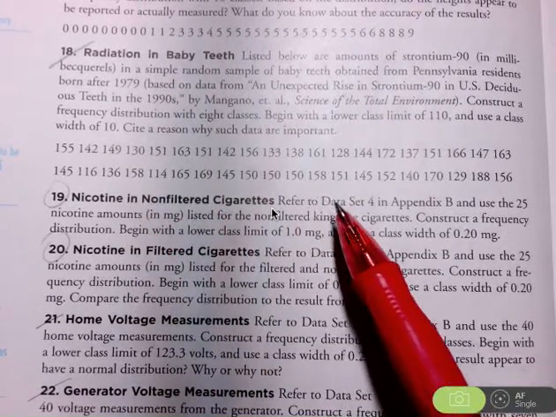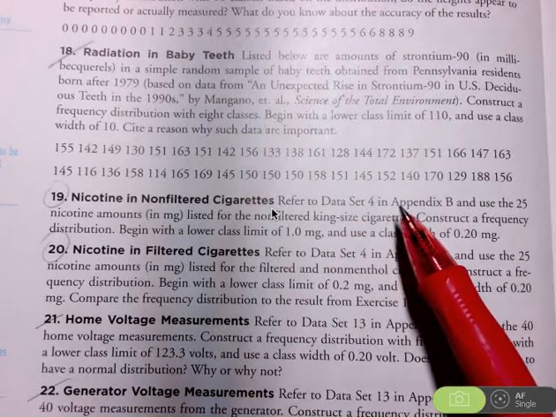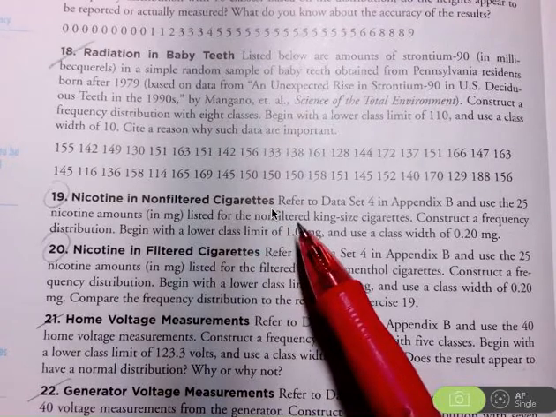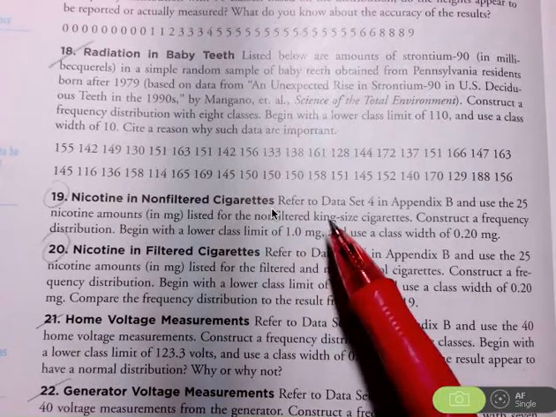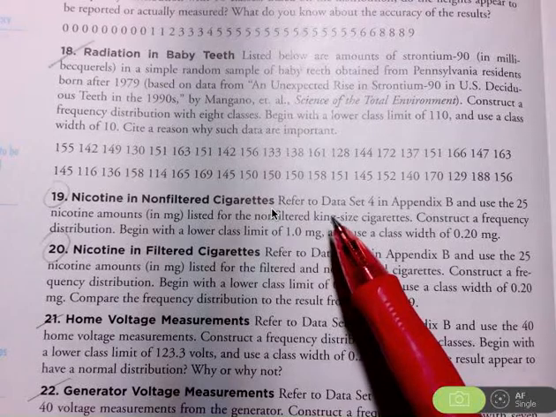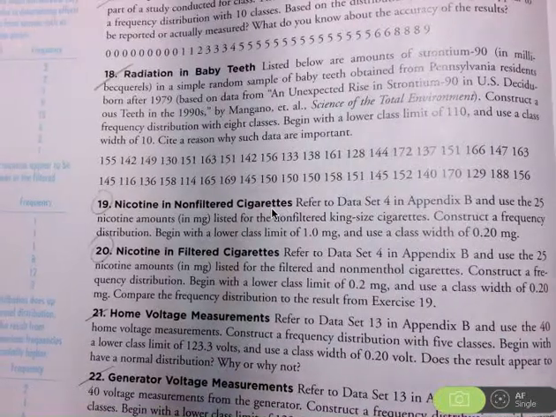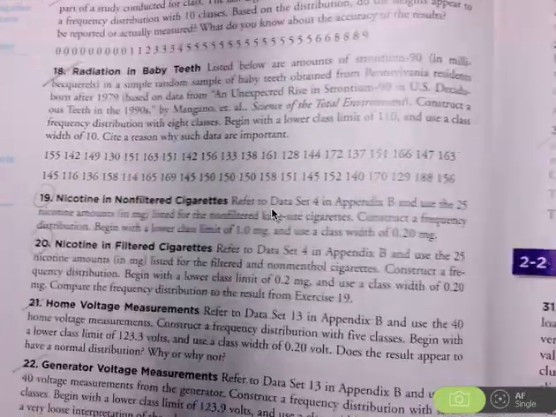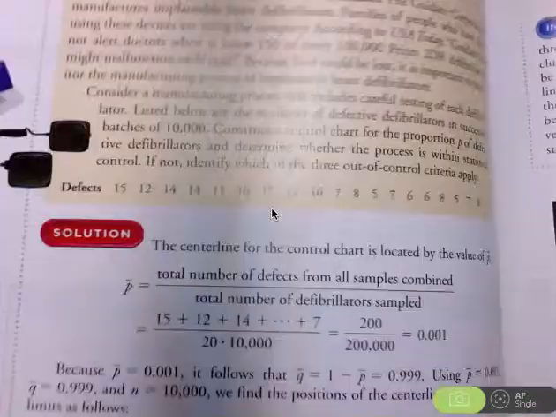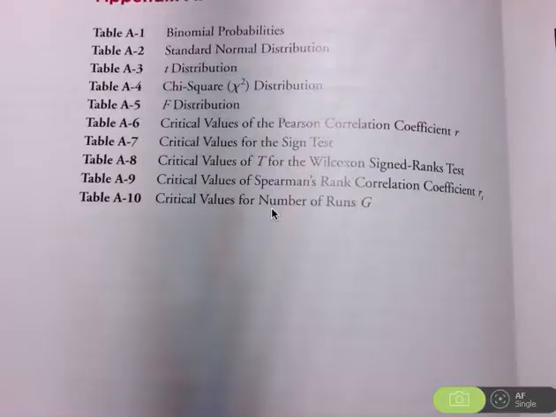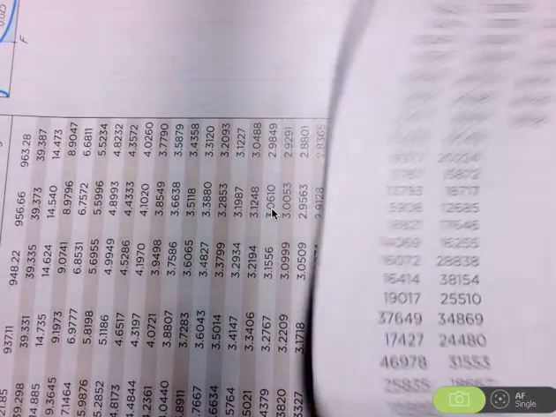So it says refer to dataset 4 in Appendix B and use the 25 nicotine amounts that are listed for the non-filtered king-size cigarettes. So the first thing you have to do is go to Appendix B and find data set number 4. So Appendix B is way in the back of the book, well into the 700s. Still turning, here we go.